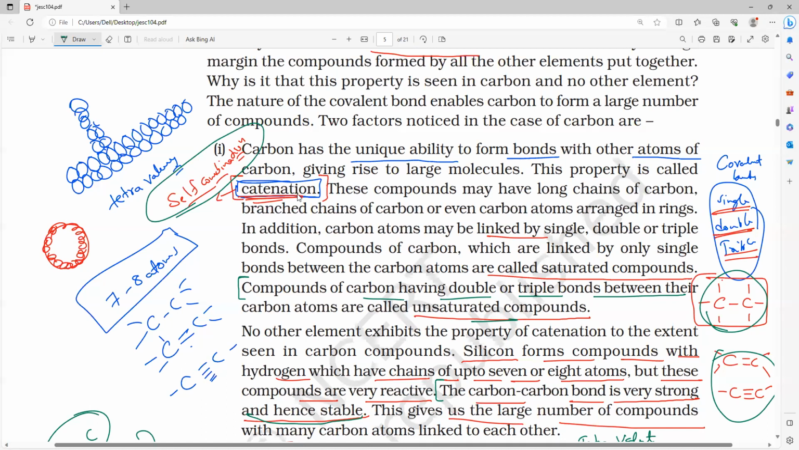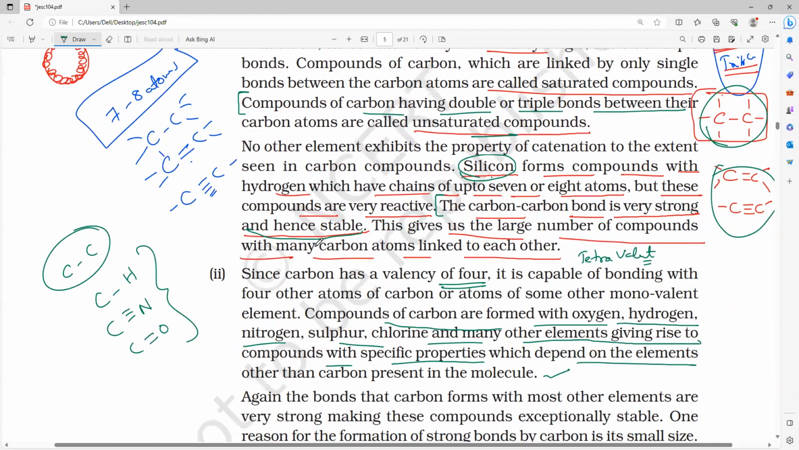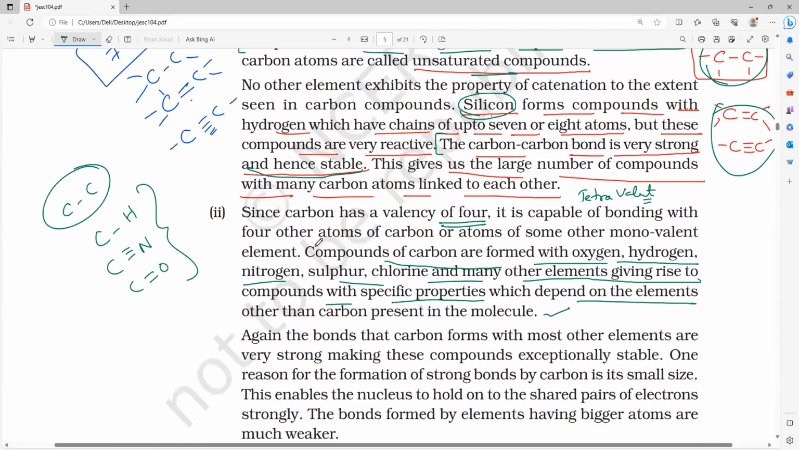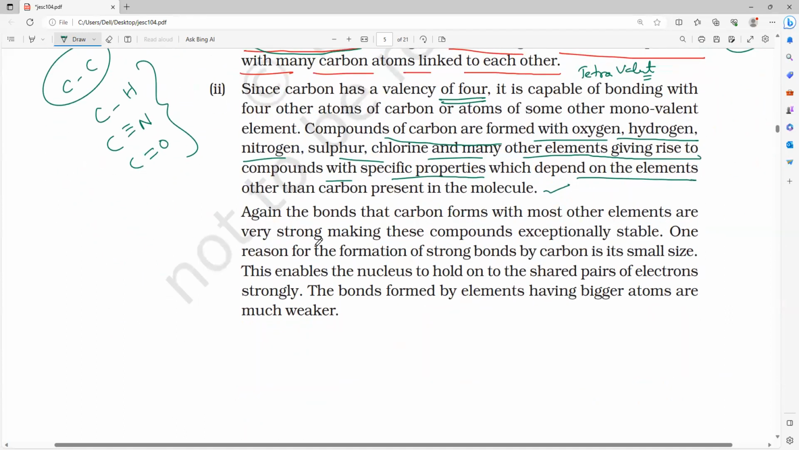Self-linking or self-combination. What is another element which will also show self-combination, but is very reactive and does not exist beyond 7 or 8 atoms? Silicon. Underline that, it's very important. They cannot form long chains like carbon, but they also show the catenation property. Sulfur has 8 atoms, after that it cannot. Phosphorus 4 atoms, after that it cannot. So you have to remember that. Are you clear, everybody?